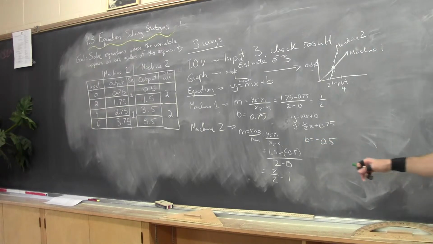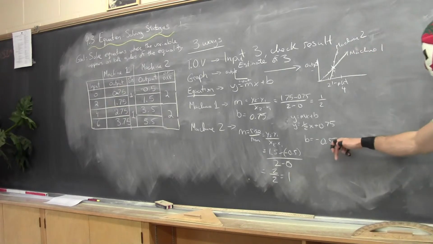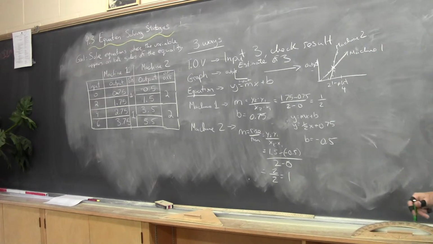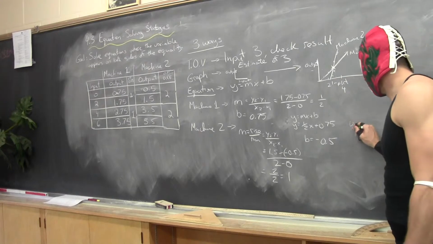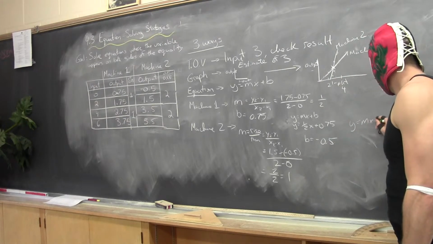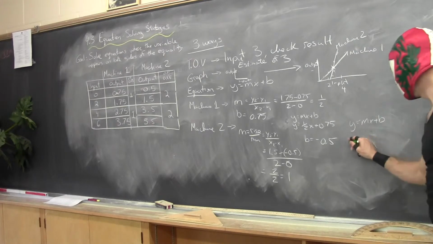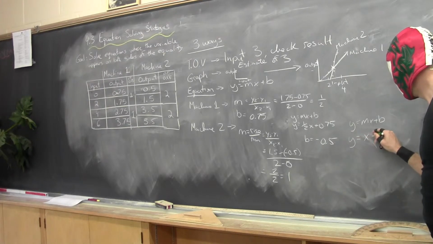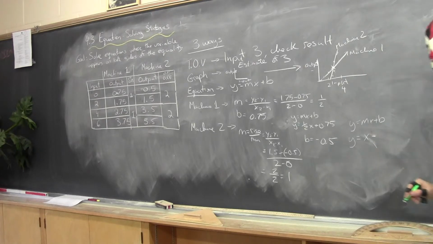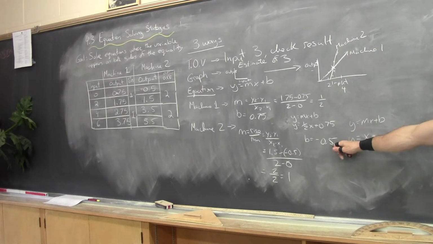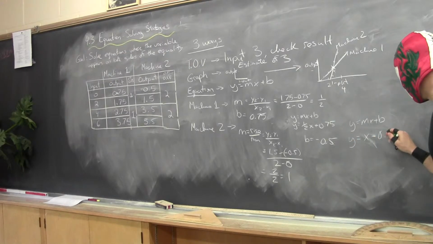Take your time. So the slope is here, and the y-intercept is here. And here's our general equation, right? y equals mx plus b. So what's our equation now? y equals 1x plus 0.5. No, not plus. Minus 0.5.